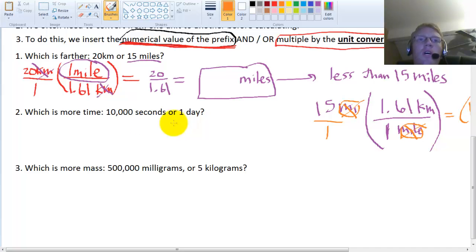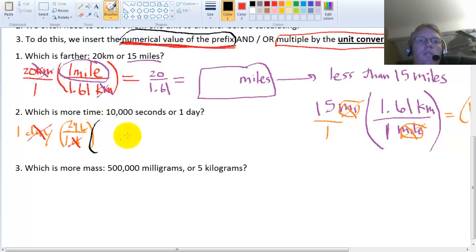Again, to compare these two, you need to either convert 10,000 seconds into how many days, or you need to convert 1 day into how many seconds. So I'm going to try converting 1 day into seconds. So 1 day, I can convert days into hours because I know that 1 day is 24 hours. Okay, so my days will cancel out, and now I've got 24 hours.